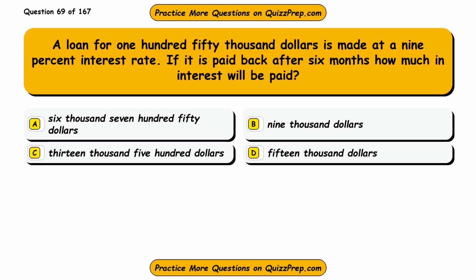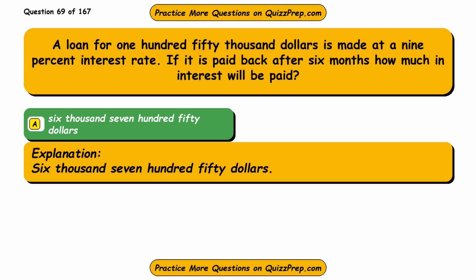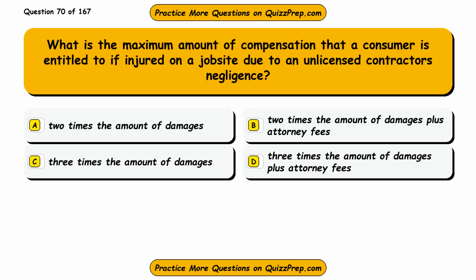Question 69. A loan for $150,000 is made at a 9% interest rate. If it is paid back after 6 months, how much in interest will be paid? Option A, $6,750. Option B, $9,000. Option C, $13,500. Option D, $15,000. The correct answer is option A, $6,750.